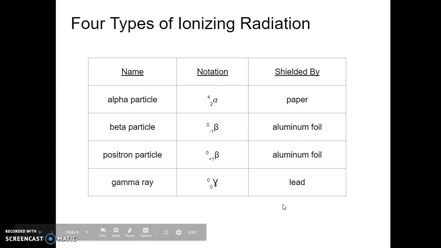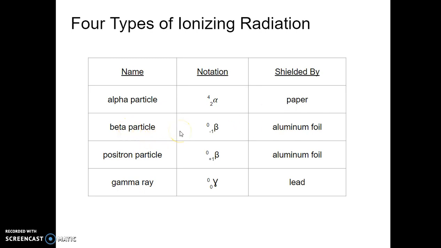So there are 4 types of ionizing radiation. We're not really going to talk about positron particles, but we're going to spend most of our time talking about alpha, beta, and gamma rays. An alpha particle is an actual particle. It has mass. The notation for it is the Greek letter alpha, or you might see it as a helium atom, because it is 2 protons and 2 neutrons. So an alpha particle is equivalent to a helium nucleus in size. It has a mass of 4 and atomic number of 2. It can be shielded by paper, though. If somebody's shooting alpha particles at you, a piece of paper is going to stop it.